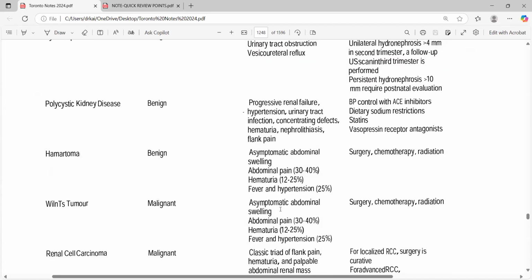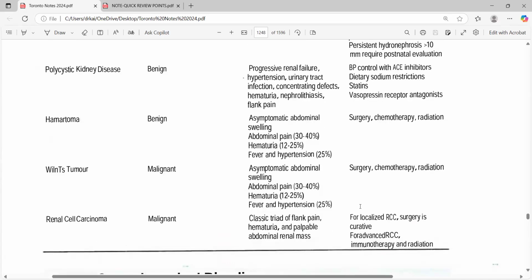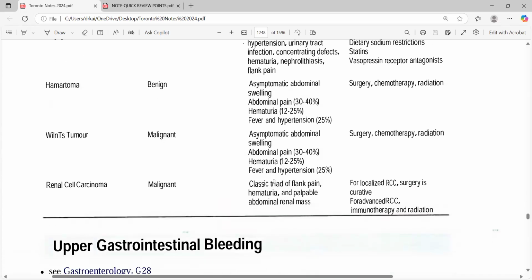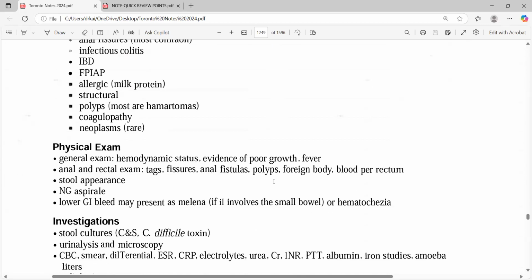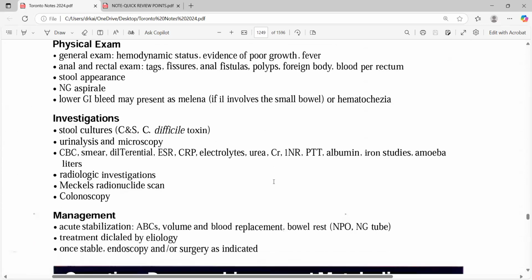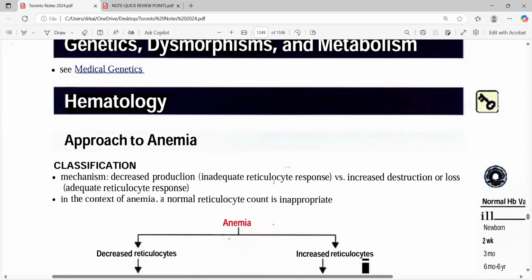Then comes the Wilms tumor. In those cases, there is a mass, mainly with pain and hematuria. So usually the treatment is surgery and all that. The bleeding will be managed as we already discussed: ABC, then NG, NPO, Foley's, and all that. That's how you manage.